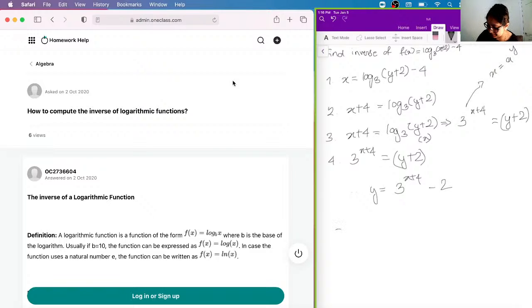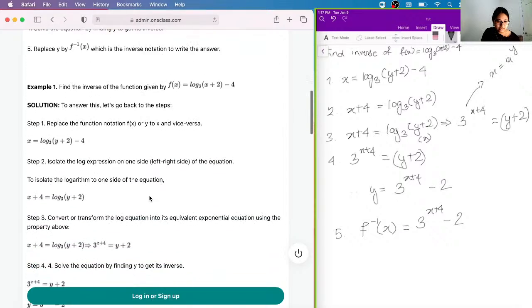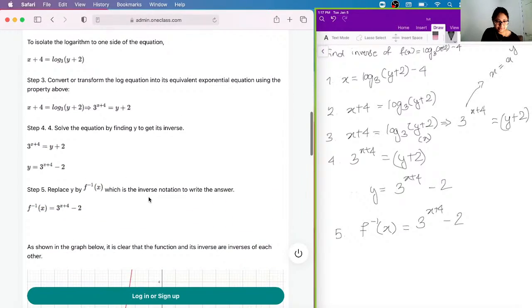And so the last step would be to replace y with the inverse notation, which is f inverse of x is equal to 3 to the power of x plus 4, minus 2. Okay? And so these are the simple steps to follow in order to find the inverse of any log function. So we mentioned the steps and we used the example.